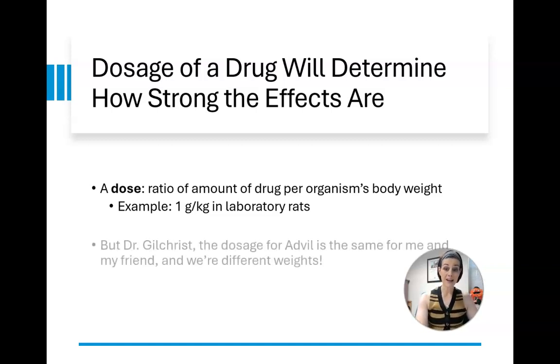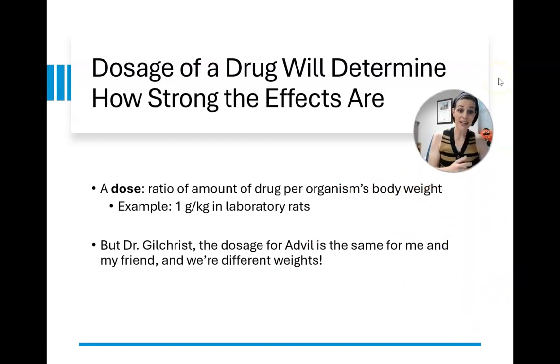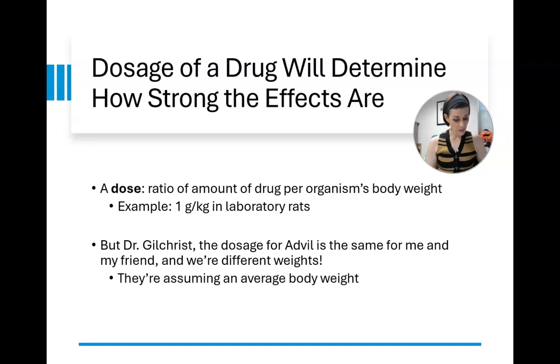Now, some of you may be curious. Well, Dr. Gilchrist, what do you mean that this is based on body weight? The dosage for Advil is the same for me and for my friend, and we are different weights. I understand that people weigh differently. But one of the things you are going to find is that drugs like Advil and Tylenol, the kind of drugs that you would buy over the counter or even some drugs that are prescribed, are going to be assuming an average body weight. And generally that average body weight is about 150 pounds.